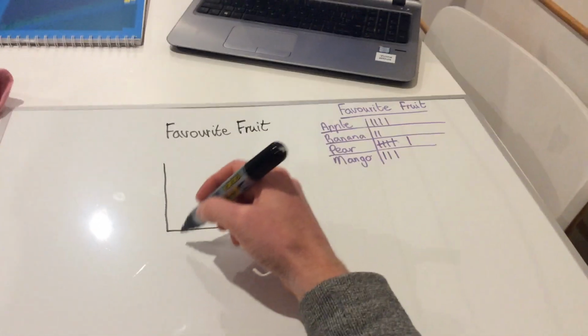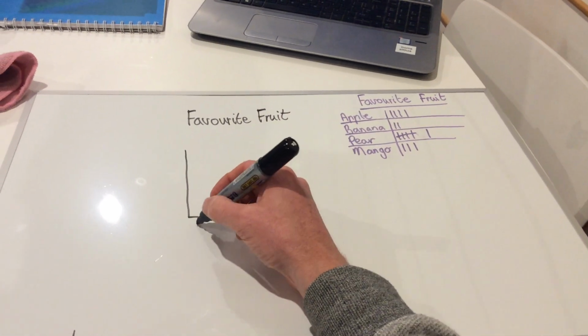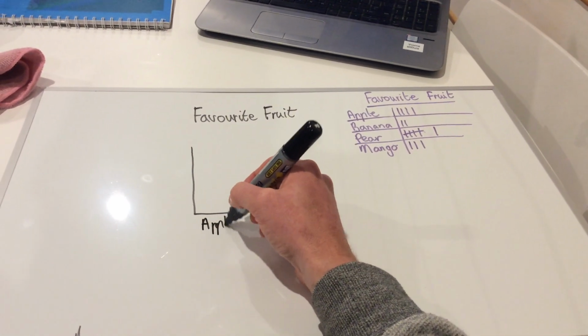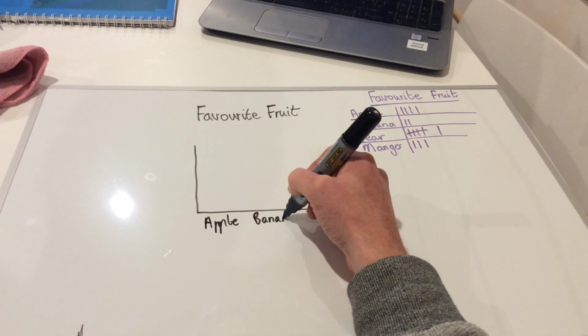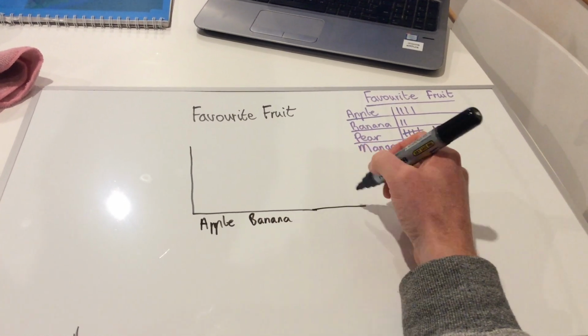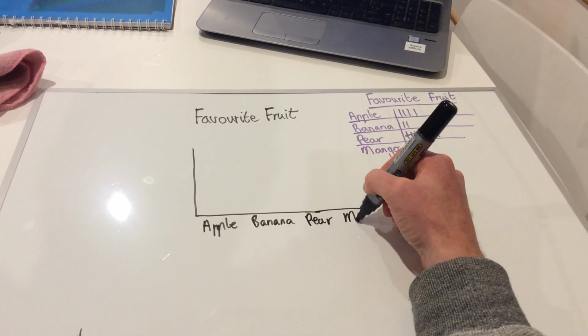Next thing is we need to write labels underneath to show us what our bars are. So we've got an apple, banana, need to go a bit longer, we've got pear and mango.